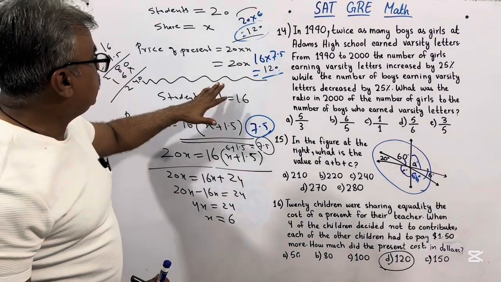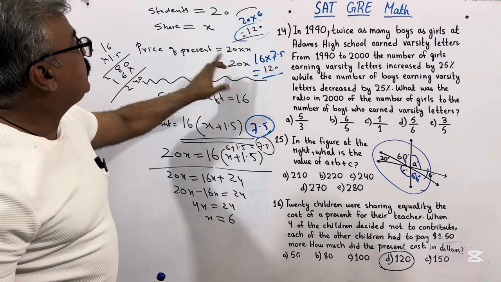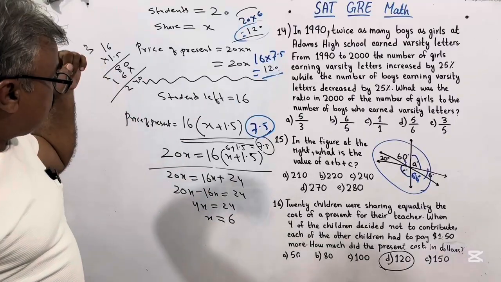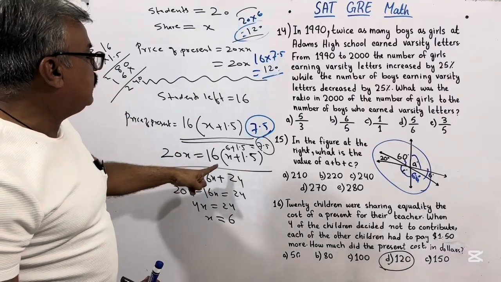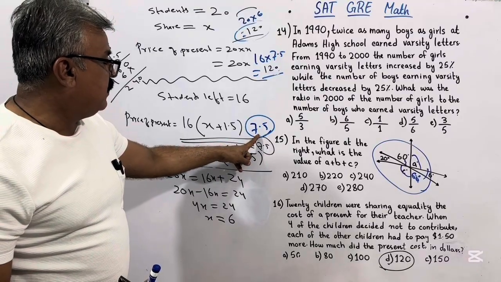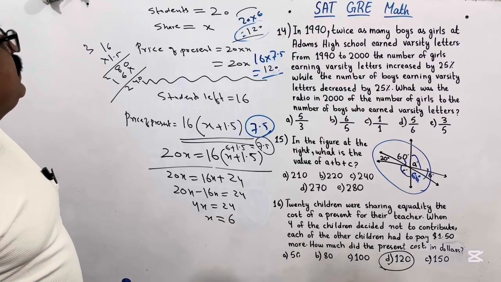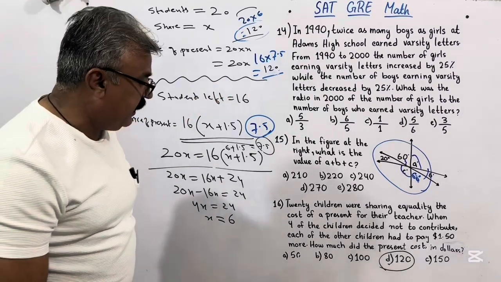Initially there were 20 students. They shared $6. 20 times 6 is 120. When 16 students remained, their share was $7.5. 16 times 7.5 also results in 120. One can verify by multiplying.